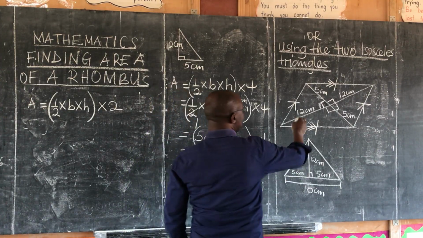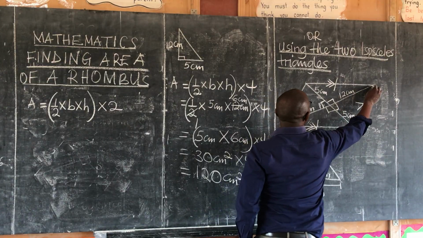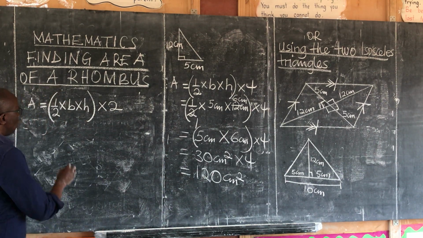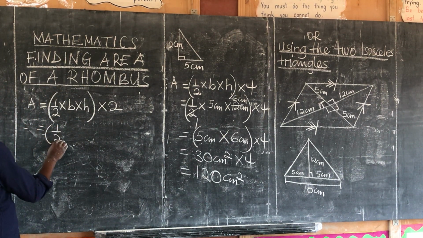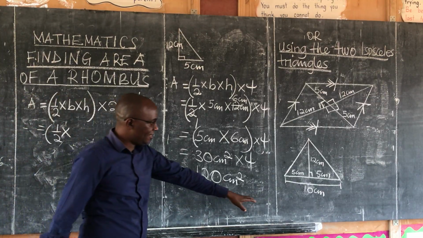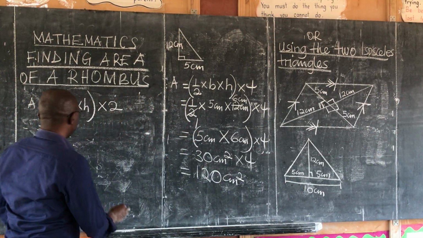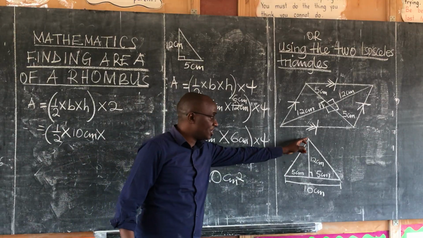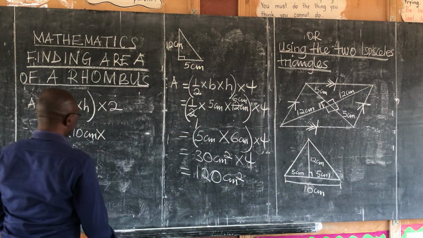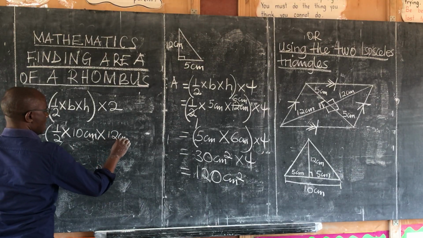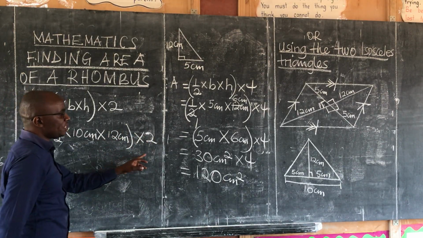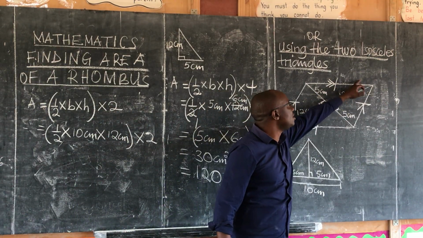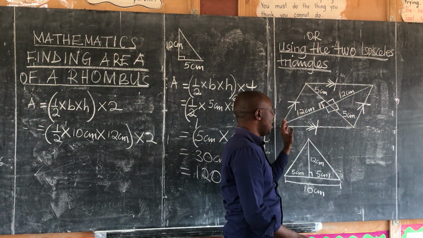By the way, even if somebody decided to use these two, maybe I'll try to use them and see. So now, which is going to be a half times our base, which is 10 centimeters, times the height, which is 12 centimeters, times 2. 2 represents the number of isosceles triangles that form a rhombus. Two isosceles triangles joined together form a rhombus.